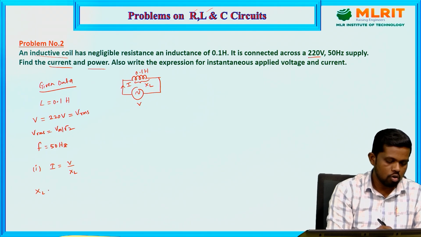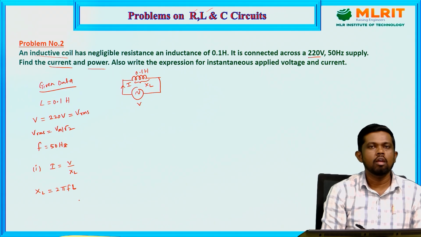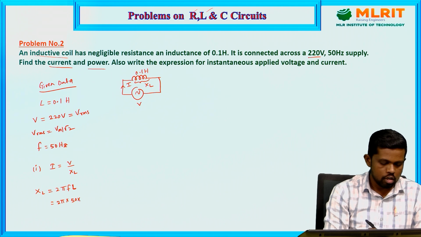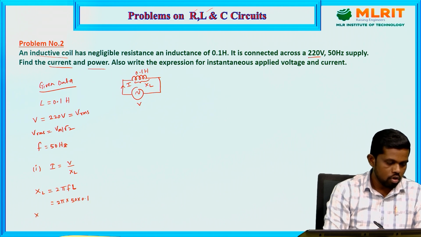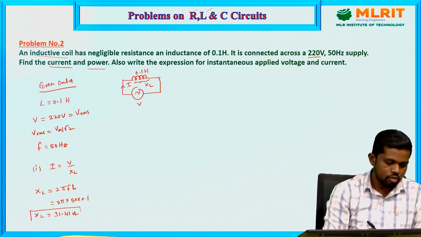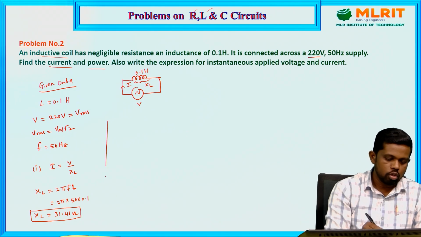Then XL equal to, there is a formula for XL. We have already clearly determined that XL equal to 2 pi FL in the case of a pure inductor. So we substitute 2 pi, then 50, then inductance 0.1. Therefore XL of the coil should be 31.41 ohms. So this is the XL offered by the inductor coil.